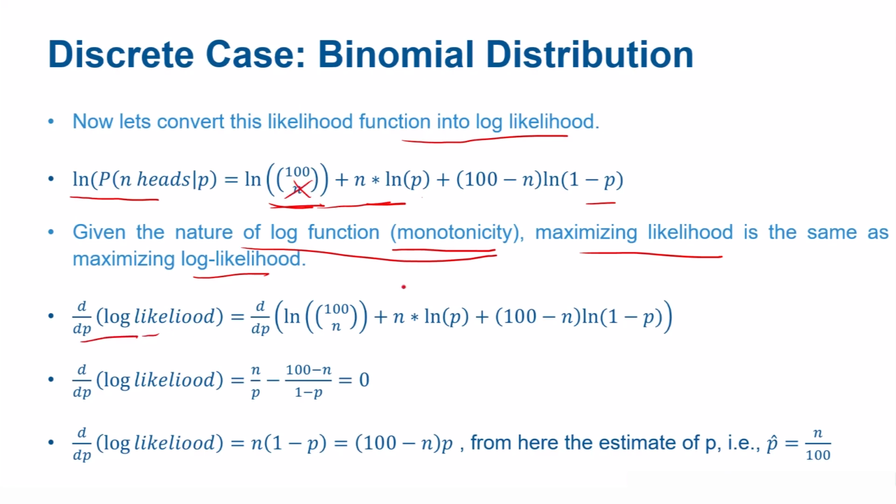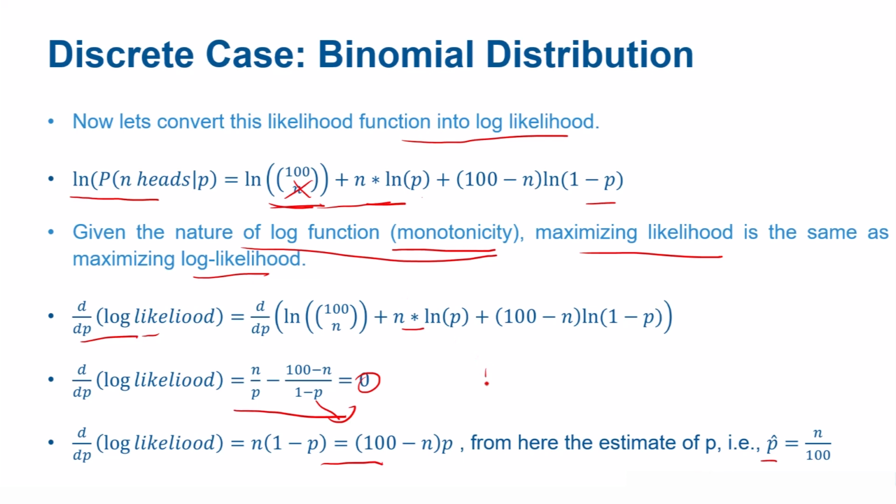So this will be 0. This will be differentiated easily, n by p. This is 100 minus n into 1 upon 1 minus p into minus 1. So this typical expression will be set to 0. And then we solve it in a step-by-step manner. So first step, we get this expression, and solving for this, we get p hat equal to n by 100.